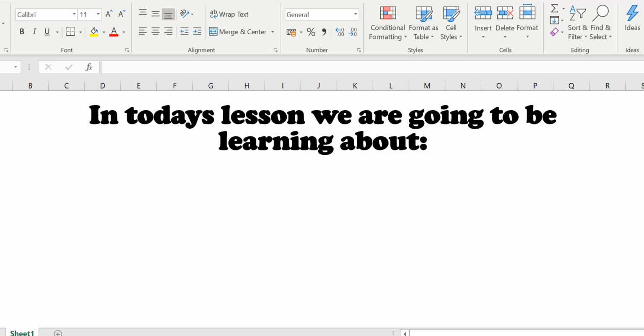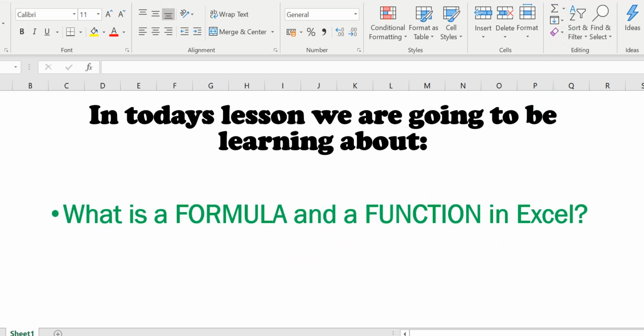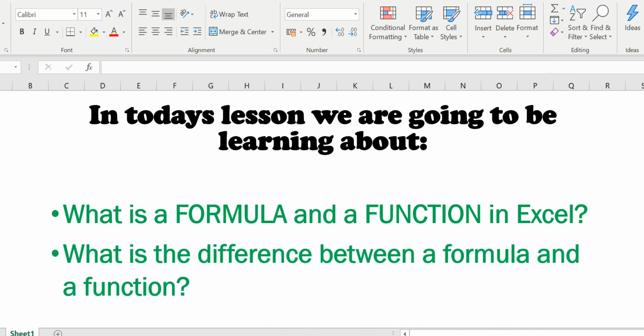Today's lesson is about what a formula and a function are in Excel, and what the difference between a formula and a function is. Very, very important question. If you do not know the difference between a formula and a function, you will always struggle in Excel, because Excel is all about formulas and functions and many other technicalities.